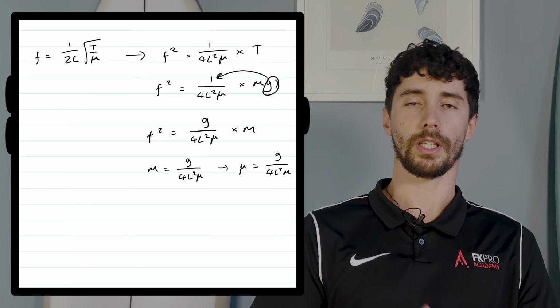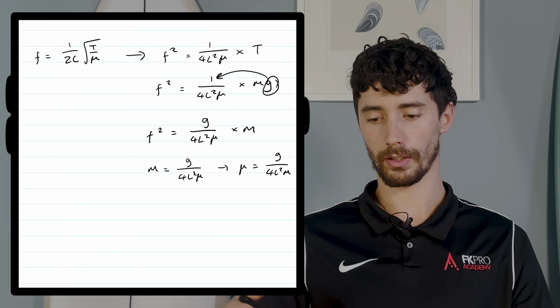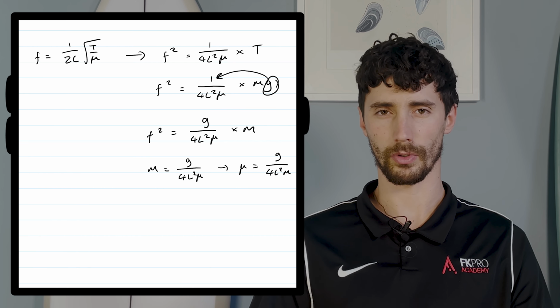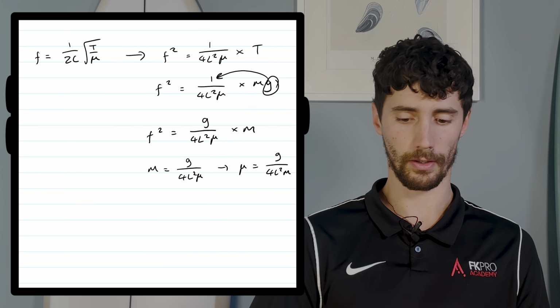y = mx + c, m is your gradient, but in this experiment, for example, m is also mass. So just be really careful if you're using mass or you're using gradient.